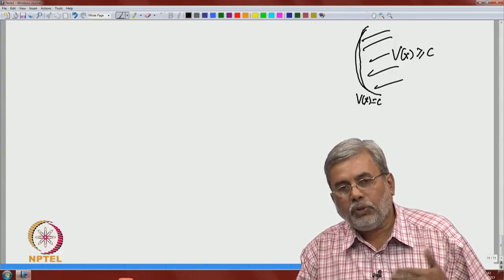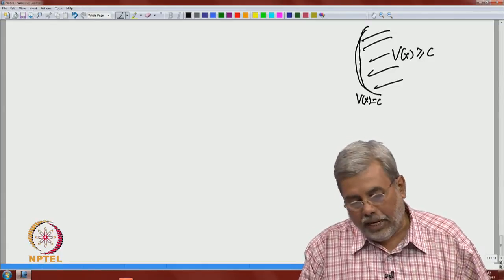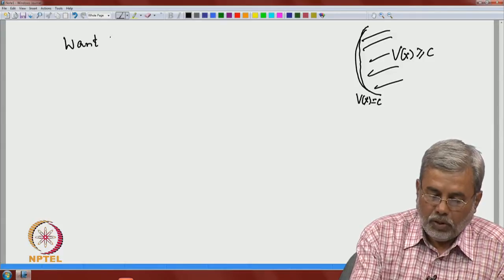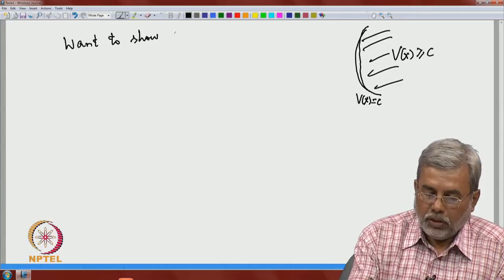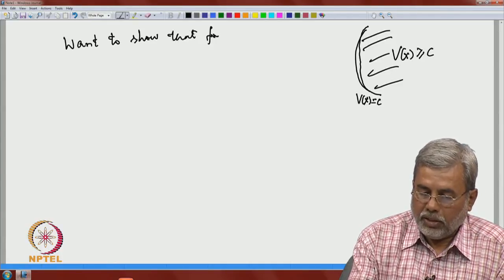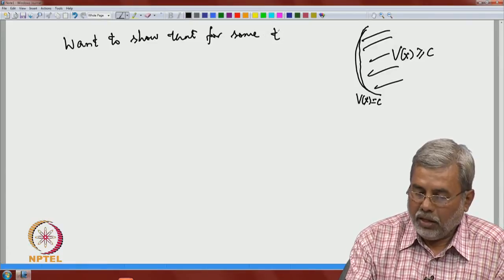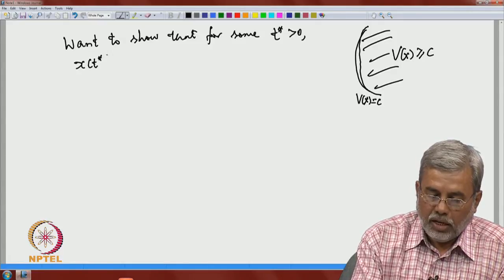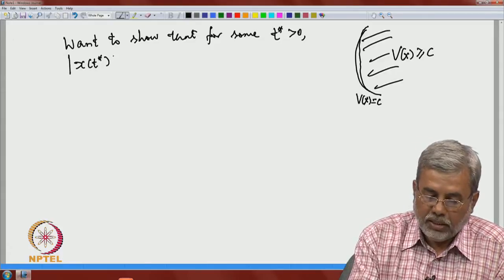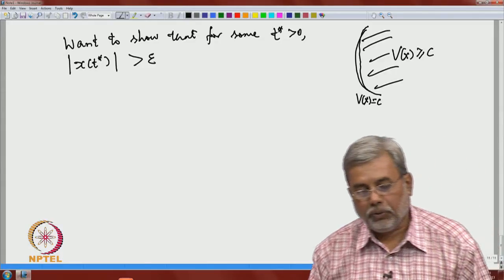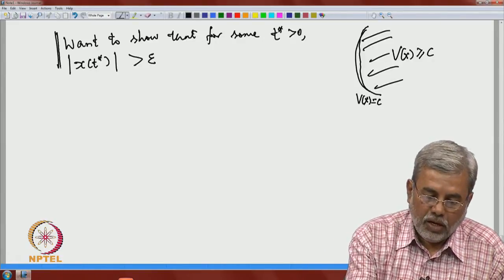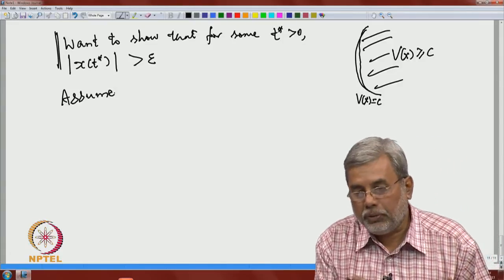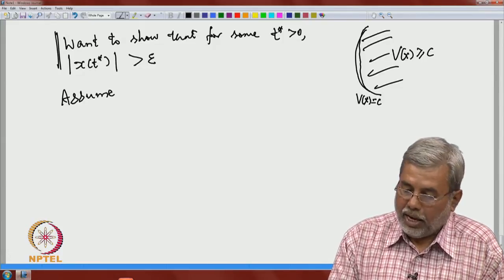Okay. Now, we would like to show that the orbit has to leave the epsilon ball at a later stage. So, we want to show that for some t star positive, x(t star) leaving the epsilon ball means its norm is bigger than or equal to epsilon. Want to show that. Okay. Assume the contrary again. Okay. So, this is just a sketch. You have to fill in the details using simple analysis.